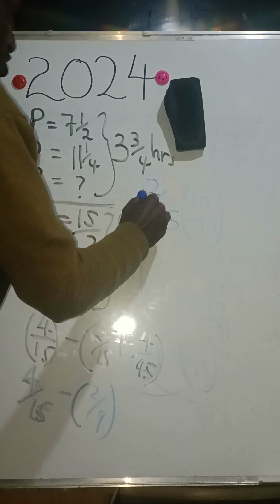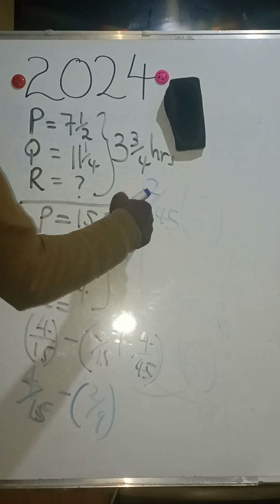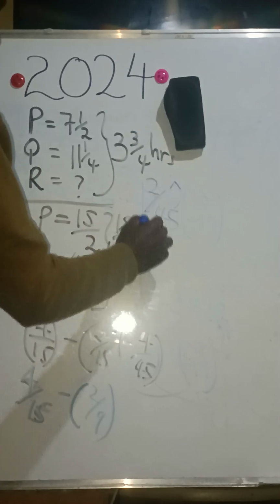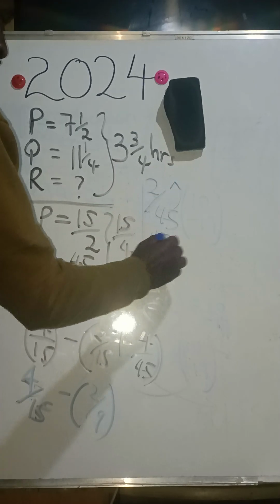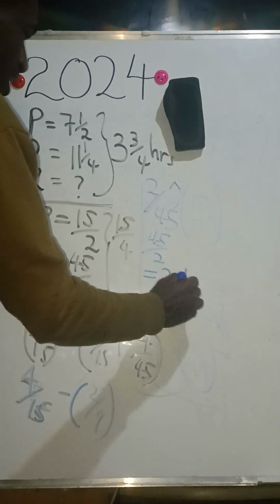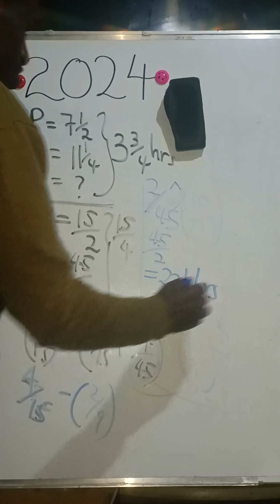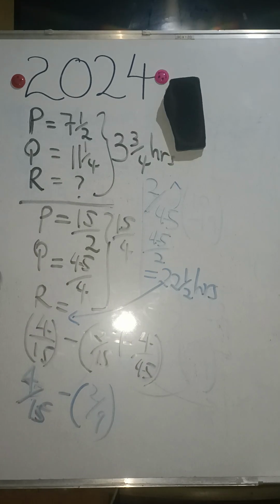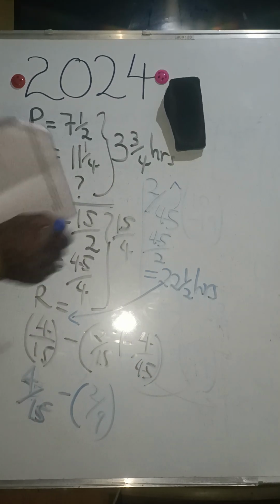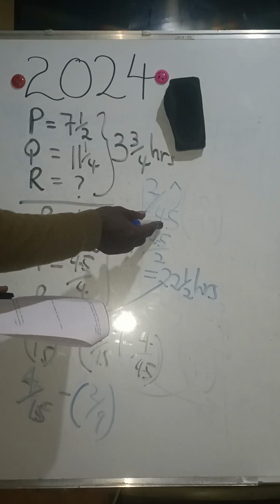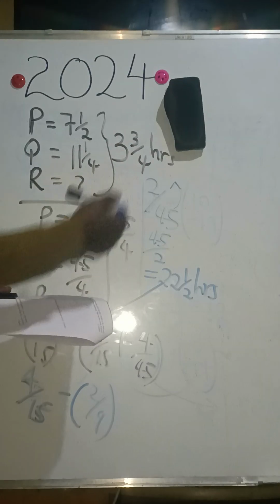So this is the work it can do. How do I get the time it can take? You just get the reciprocal of that. So it's going to be 45 over 2. And this gives us 22 and a half hours. So that is the time that R can take to empty the swimming pool. The work it can do is 2 over 45, but the time it can take is 45 over 2. The reciprocal of that gives us the answer.